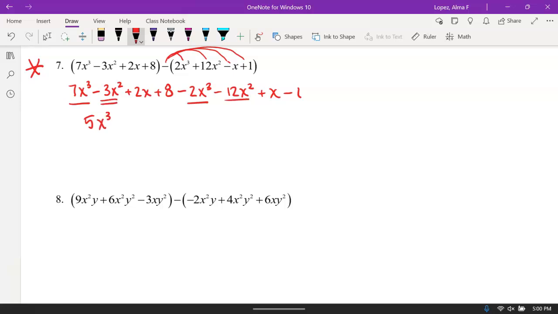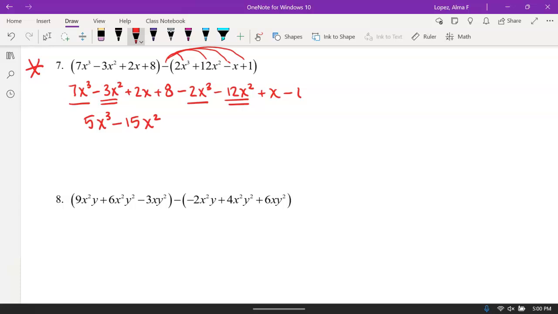Next, we're going to hit the squared terms. And again, you can use any kind of marking technique that you want. This one's pretty cool. I've been using it for about 40 years. Negative 3 of those and negative 12 of those added together make negative 15 of those.